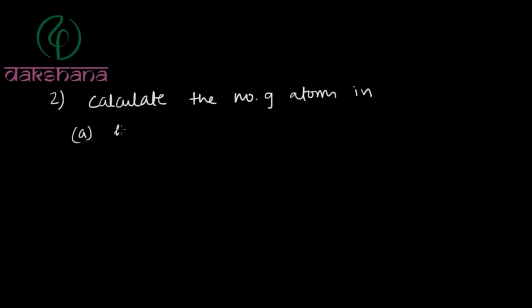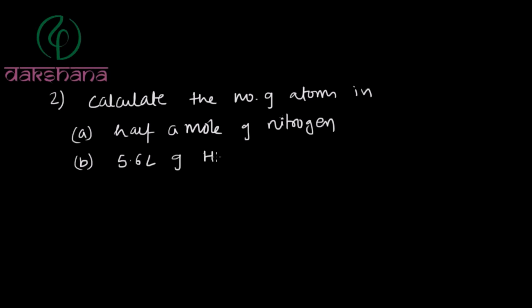Now let's come to the second example. The question is, calculate the number of atoms in part A, half a mole of nitrogen, and part B is 5.6 liters of helium at STP. So now let's come to part A.